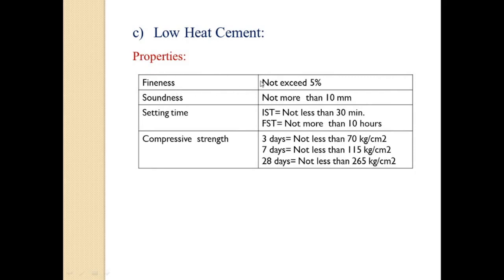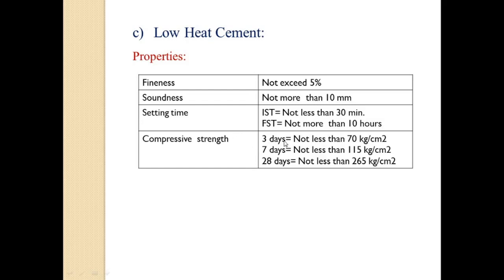First, fineness. The residue of this low heat cement does not exceed 5% when sieved through the IS sieve number 9, that is 90 micron IS sieve, and the specific surface area of this cement is 3200 centimeter square per gram. The soundness should not be more than 10 mm. Setting time: initial setting time not less than 30 minutes, and final setting time not more than 10 hours, that is 600 minutes.